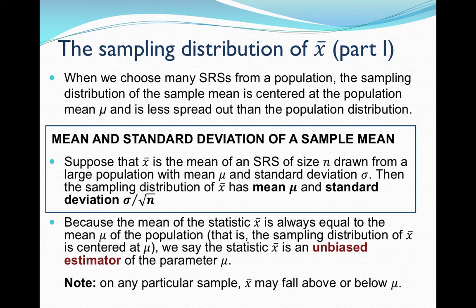The mean of the statistic is always equal to the mean of the population. So the average is always the average, and we call that an unbiased estimator. In any particular sample, the mean may fall above or below the population mean, x bar may, but in general, our x bar is an unbiased estimator of mu. So if we want to know what our mean is, we estimate that it is the population mean. For our standard deviation, we then divide that by the square root of n.